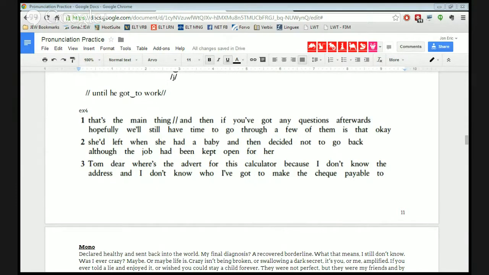That's the main thing. And then, if you've got any questions afterwards, hopefully we'll still have time to go through a few of them. Is that okay? Listen a second time. That's the main thing. And then, if you've got any questions afterwards, hopefully we'll still have time to go through a few of them. Is that okay?